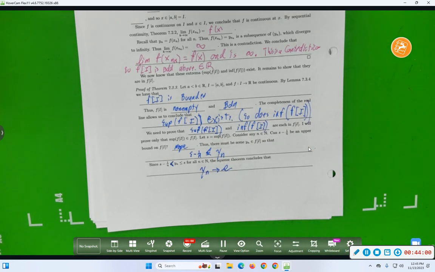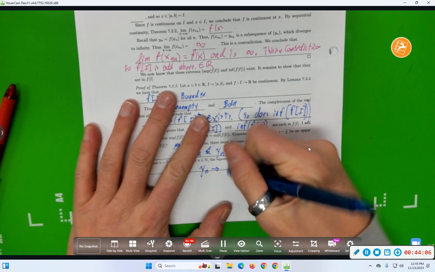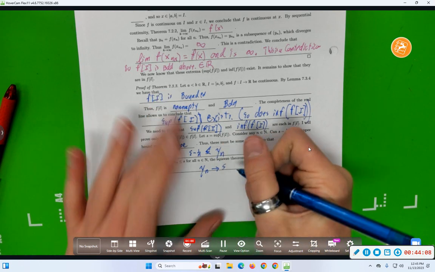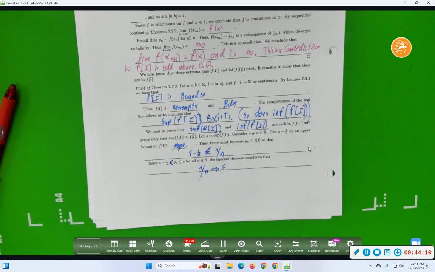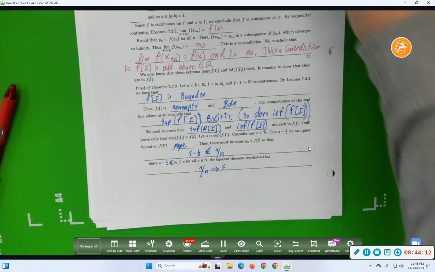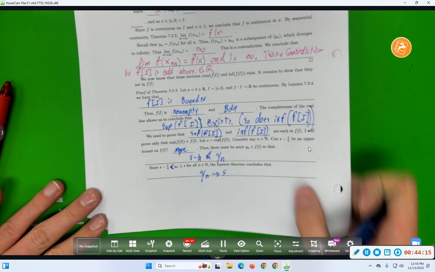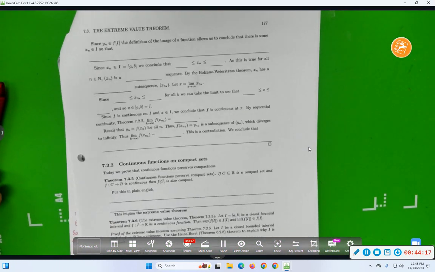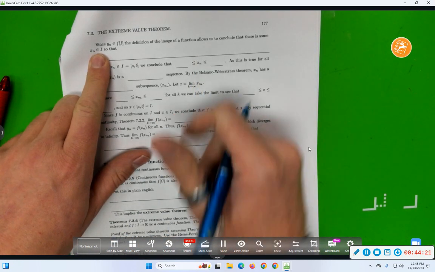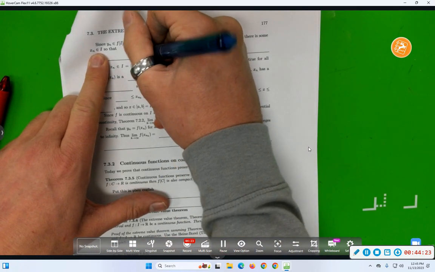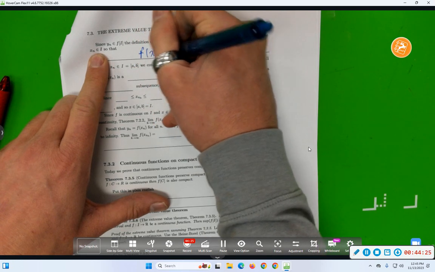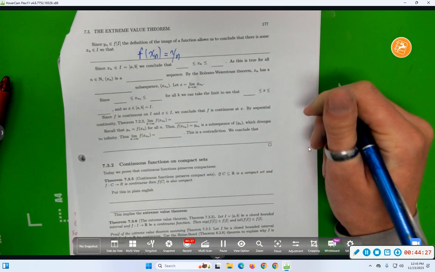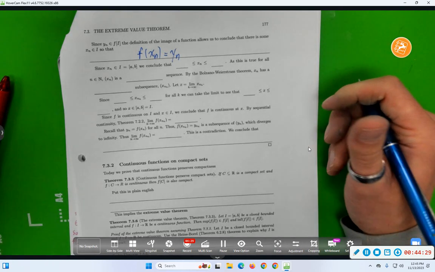Yn converges to S. It's a cursive S, but I shouldn't change script. So Yn converges to S. All right, so I have a sequence of outputs that converges to S. I can change from outputs to inputs. The definition of the image of a function says that there's something in the domain so that f of xn is equal to yn. Keeping an eye on time, I got 5 minutes.